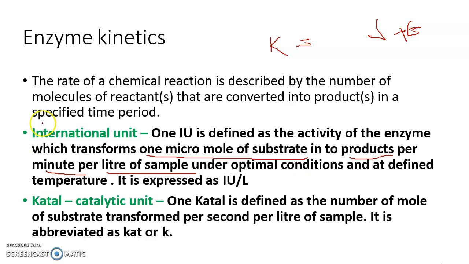Another unit representing enzyme kinetics is the catalytic unit. So what is the difference between these two? It is a simple one. One is a transformation of 1 micromole. But here the catalytic unit is defined as the number of moles of substrate transformed. So here 1 micromole, but here number of moles, not micromole. The expression is different. One is micromole of substrate, another one is mole of substrate. That is the difference between the international unit and the catalytic unit. Those two are abbreviated, one is U and another one is small k, the catalytic unit. This is just an introduction or basic points about enzyme kinetics and enzymes.